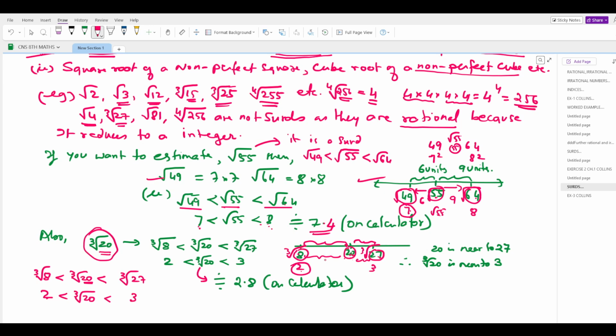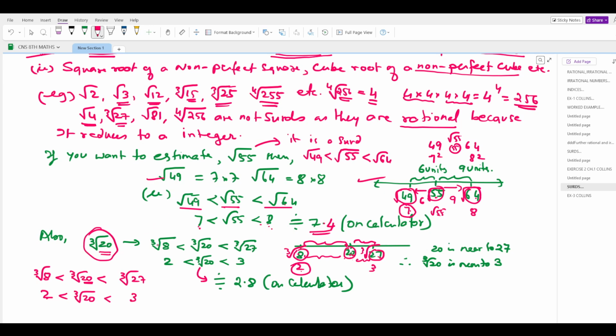Okay. So this is how you have to understand what is the meaning of a surd, number one, and how to estimate, because it is an irrational number. So it will not be an integer. It will not be a rational number. It will be an irrational number, right? So it will be a very rough number. So if you want to estimate the value of a surd, this is one of the methods that can be used.